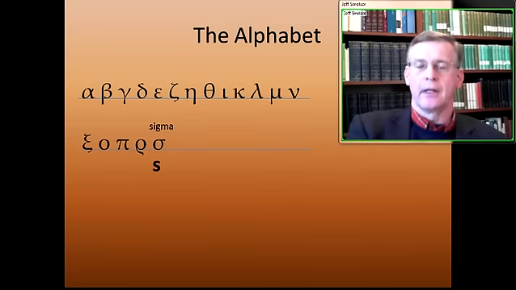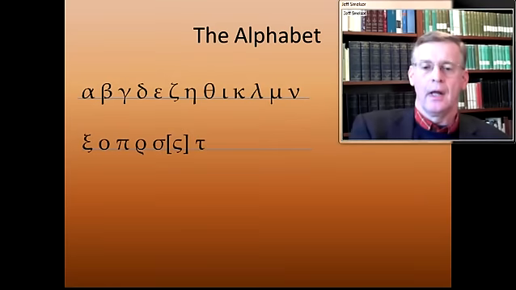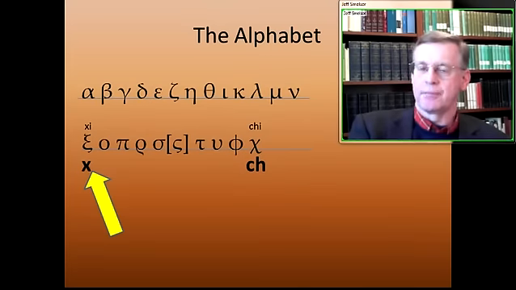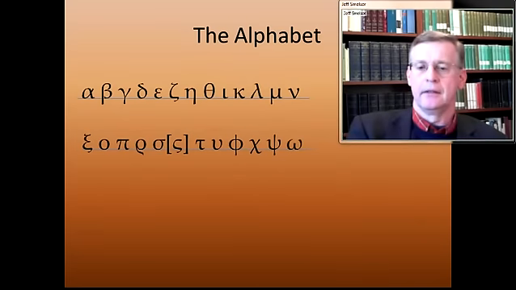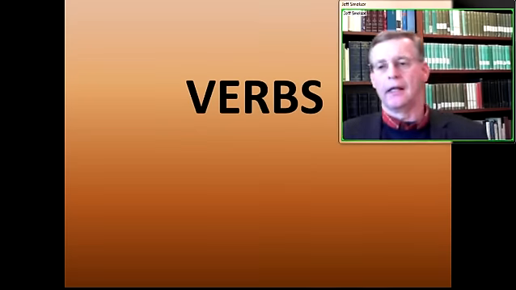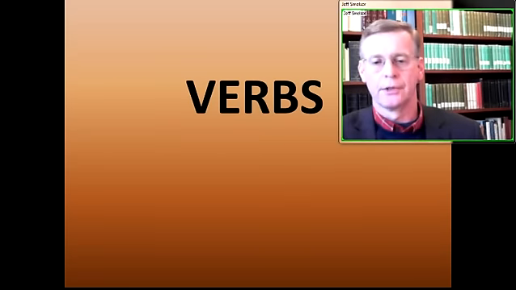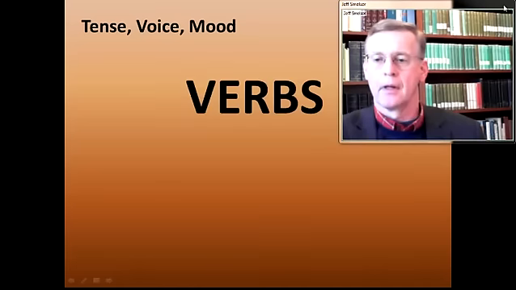sigma, and remember the alternate form of sigma when it occurs at the end of a word, then tau, upsilon, phi, chi. Remember that xi corresponds to x, while chi corresponds to our hard ch, but a little bit softer than the hard k sound. It's more the k, psi, and omega.